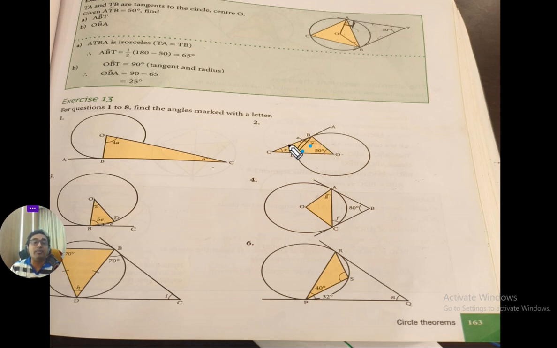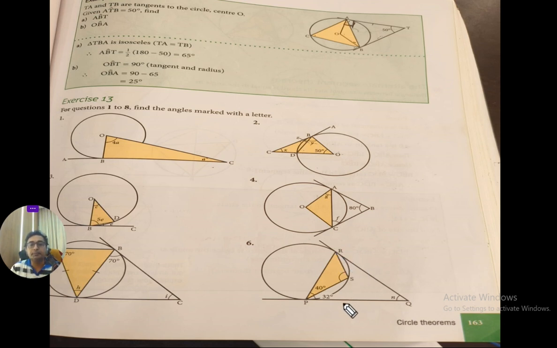If y is 65, y plus z is equal to 90 degree. So z is equal to 25 degree. Clear? And so on. Now, suppose this one. Question number 6. P is the point of contact of the tangent PQ and R is the point of contact of the tangent RQ.